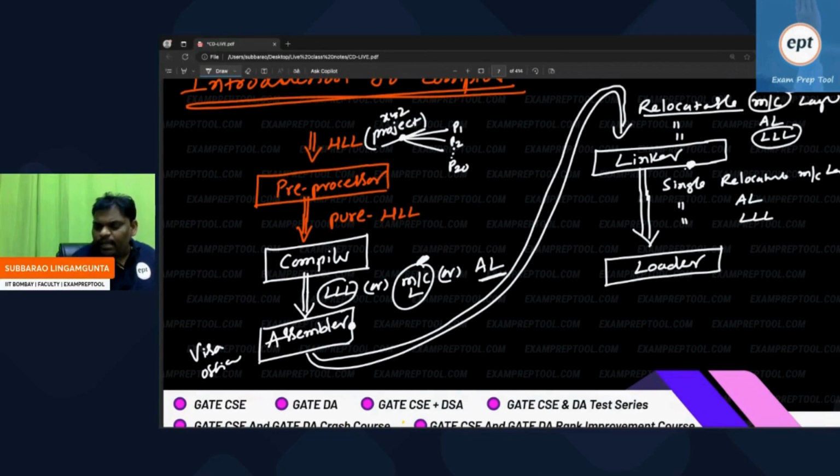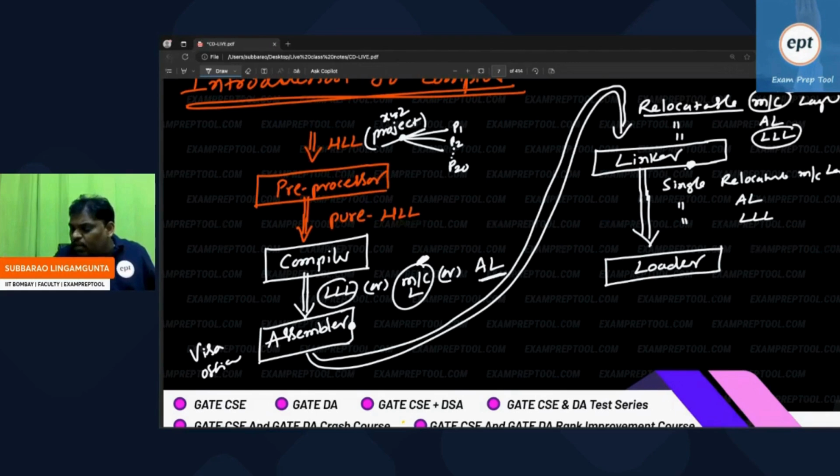So this project's high level language code is here. After the preprocessor is over, all these 20 programs will come as pure high level language. After giving them to the compiler, all these 20 programs will come as low level language code: machine language code, assembly language code. After the assembler, for all these 20 programs, relocatable machine language and relocatable assembly language will come, that is, relocatable low level language. After giving to the linker, it will make all the 20 into one single file. It will link all of them which are necessary.